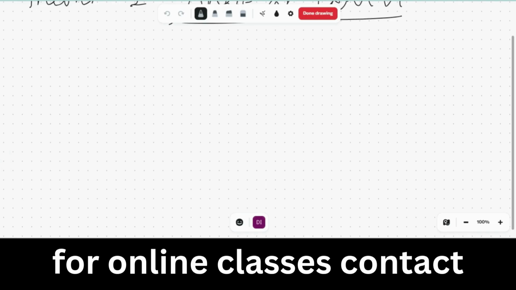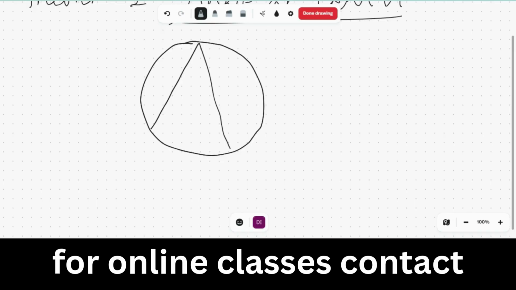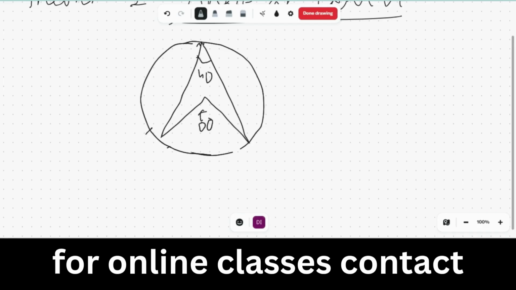For example, I will make a circle. That is a radius. If that angle is A, this angle will be 2A. With an example, if that angle is 40 degrees, then this angle would be 80 degrees.